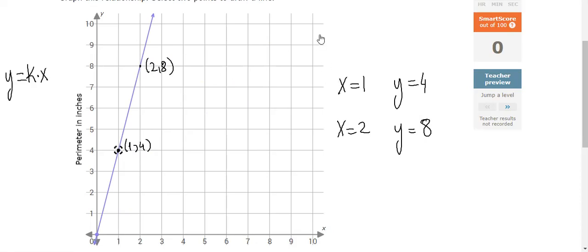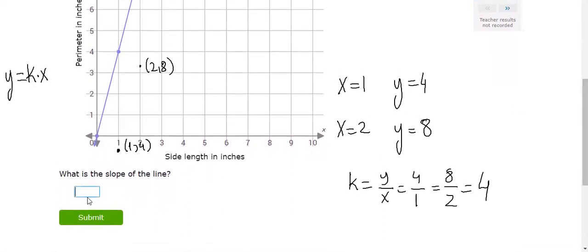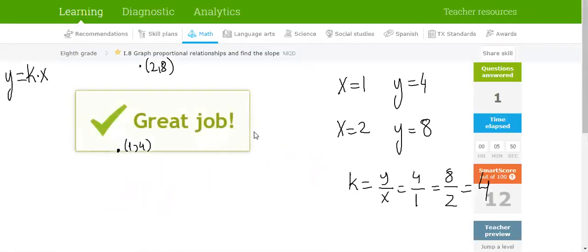So what is the slope in this example? The slope is always the k value, which is y divided by x. And y divided by x is always 4. You see? K is equal to y divided by x, which is 4 divided by 1. We are dividing by the corresponding value of x. 4 divided by 1, or 8 divided by 2, which is always 4. So the slope is equal to 4. Scroll down and I'm going to write what is the slope of this line. It's 4, and then I'll submit.